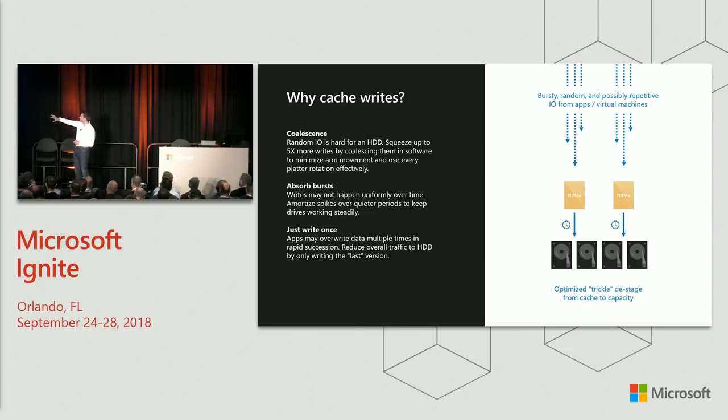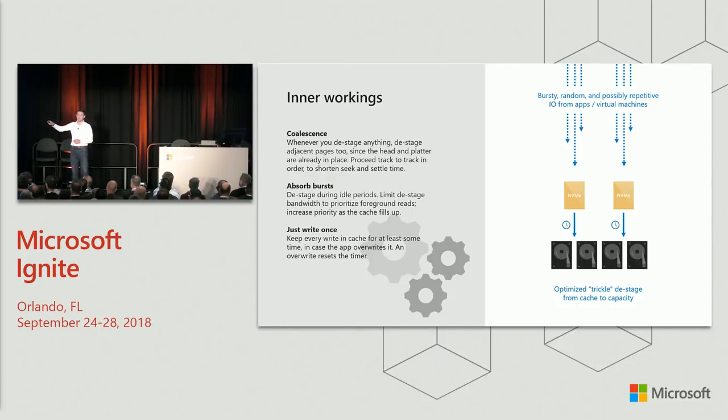And I'm going to do something here. The 3 headings are going to stay the same on the slide, but I'm just going to switch it so that we have a little bit more of an internals view. So how do you do coalescence? Essentially, whenever I'm going to destage anything from the cache, I'm also going to destage adjacent pages. Because we've already moved the head to be on the correct track, and so it's already in place. So I'll try to destage everything that I can that is adjacent on the drive. And in fact, we also progress from track to track in order so that we're doing a sweep across the platter as opposed to jumping around randomly.